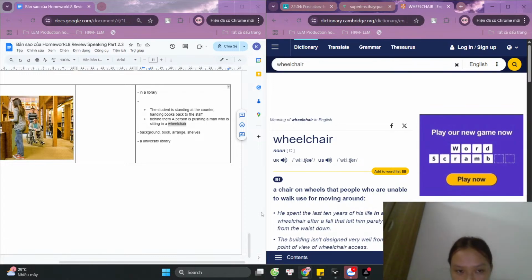This is a picture of a library. On the left side, the student is standing at the counter and handing books back to the staff. Behind them, a person is pushing a man who is sitting in a wheelchair. In the background, many books are on the shelves. It looks like a university library.